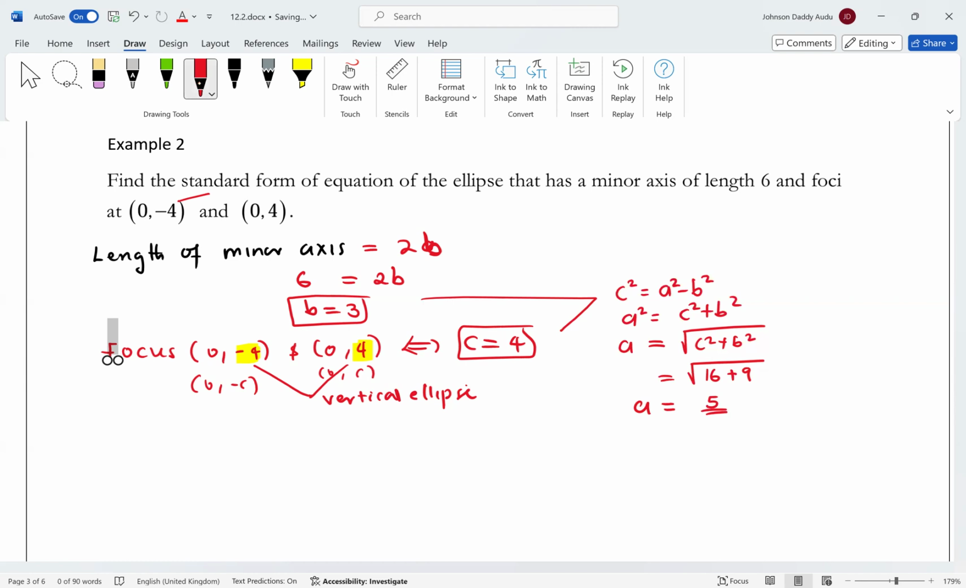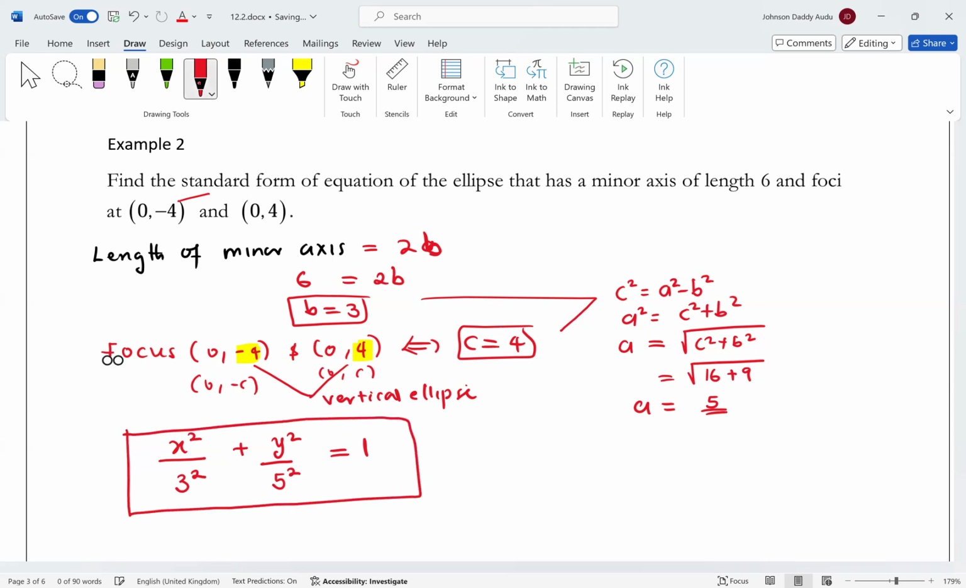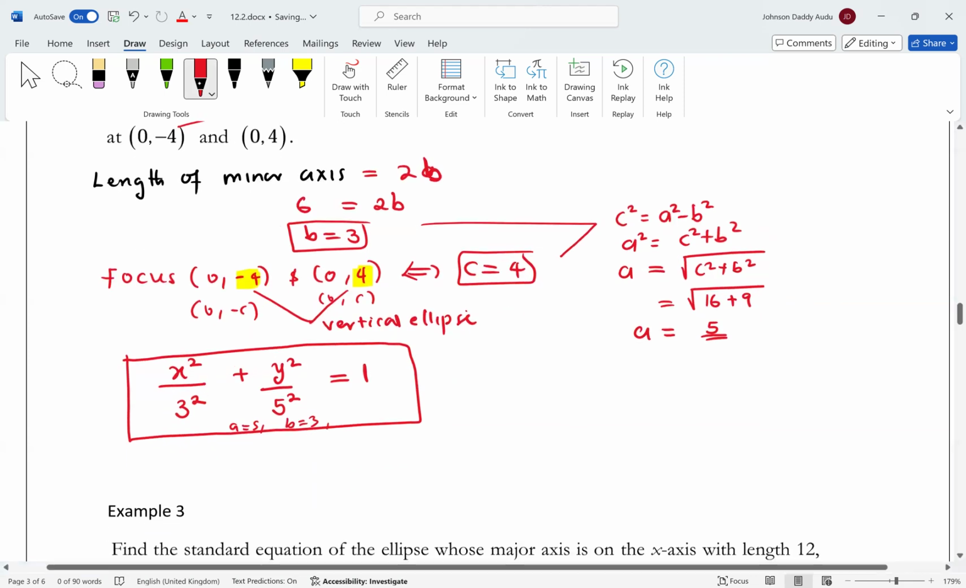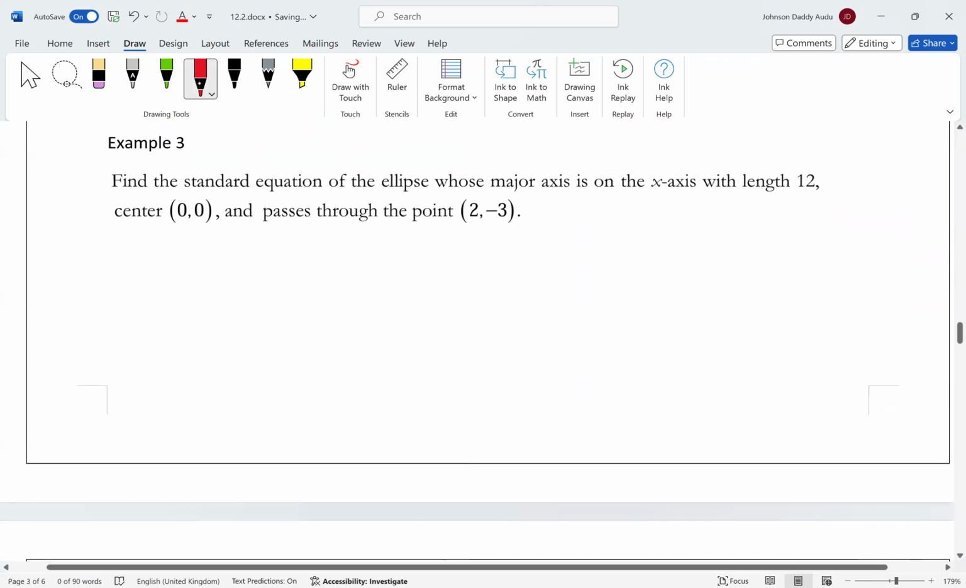So if A is 5, it means we have x squared over something plus y squared over something equals 1. Since A is bigger, here will be 5 squared and here will be 3 squared. So this is our equation because we're dealing with a vertical ellipse. A is 5, B is 3, and I think we're done. Okay, now one more.